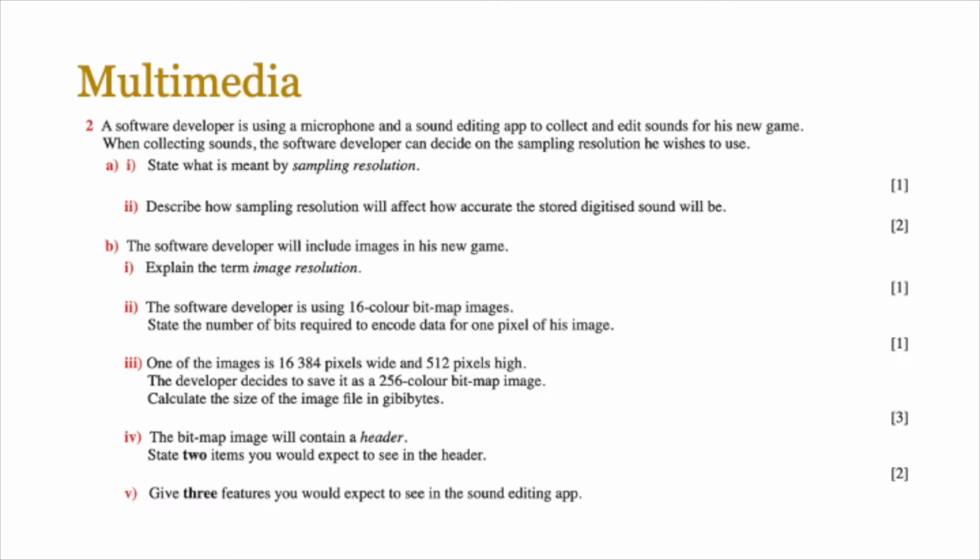The bitmap image contains a header. What kind of items would you find in that? And finally, you will need to give some features of a sound editing app. These are pretty straightforward. The ability to have different kinds of tracks, the ability to export it to different formats, the ability to edit, trim, add sound effects, and so forth.